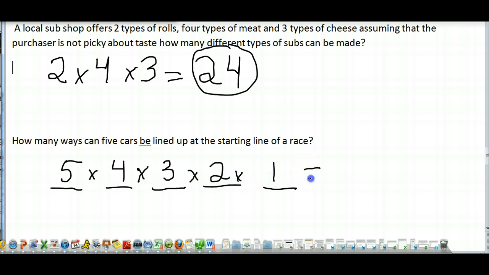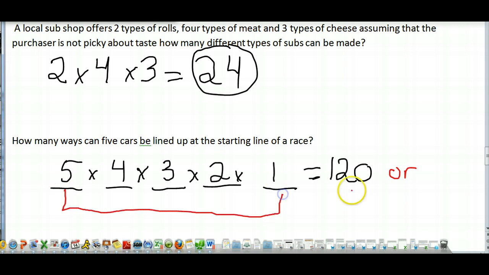Now you can do one of 2 things. You can multiply this out and determine that there are 120 ways this can happen, which is fine. Or, and this happens especially when we deal with really big numbers, or 120 is not really big, you can notice that this, by definition, 5, 4, 3, 2, 1, is 5 factorial. So you can also give your answer as 5 factorial. This is especially helpful if you're dealing with really big numbers.